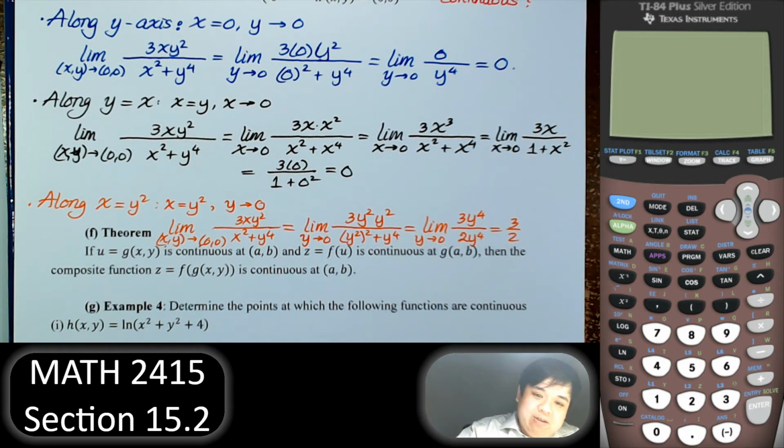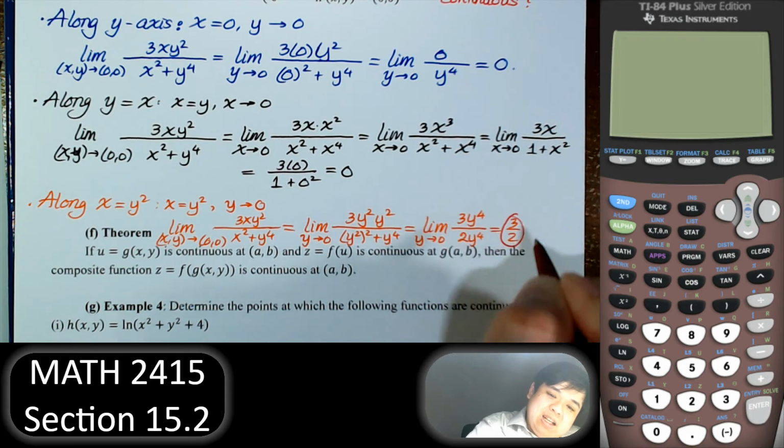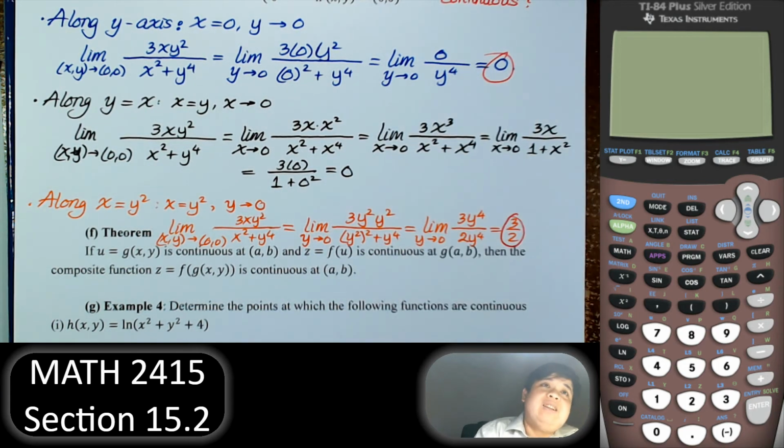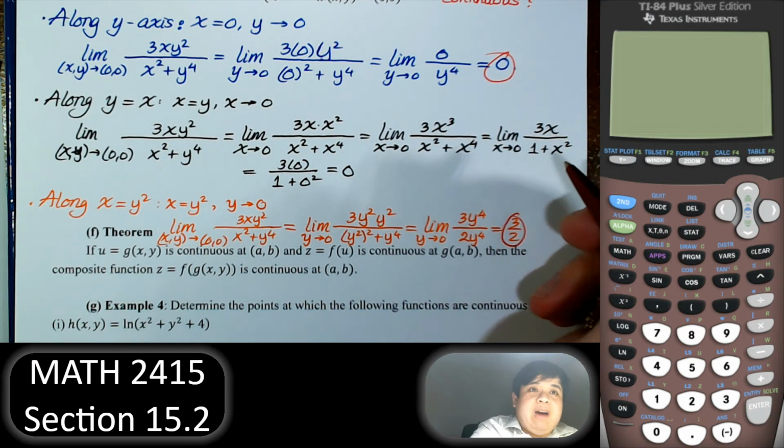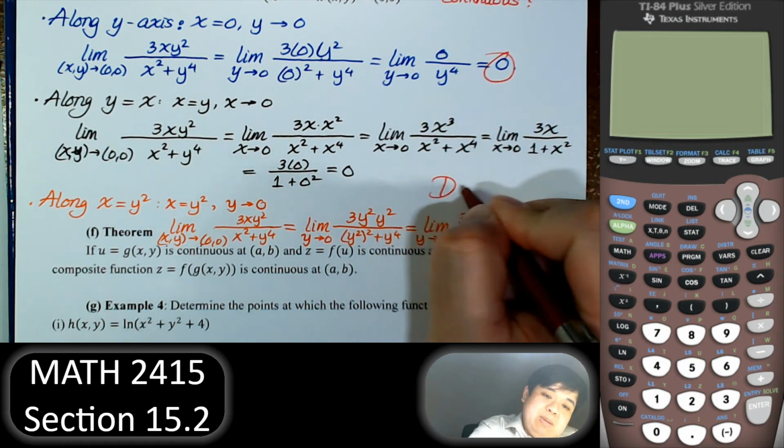Now what we have here is this path is equal to 3/2. In another path, it is equal to 0. So different limit, different values from different paths. This limit does not exist.